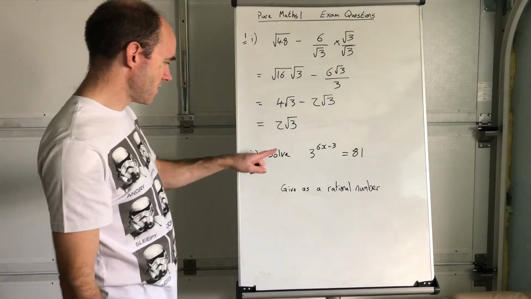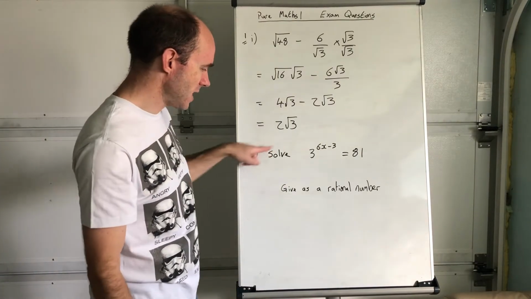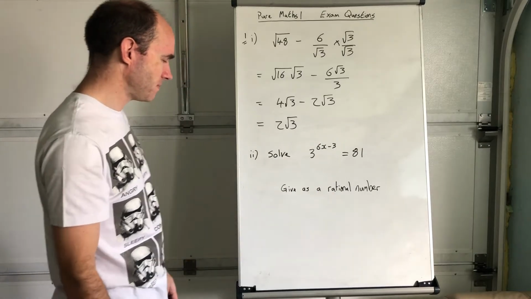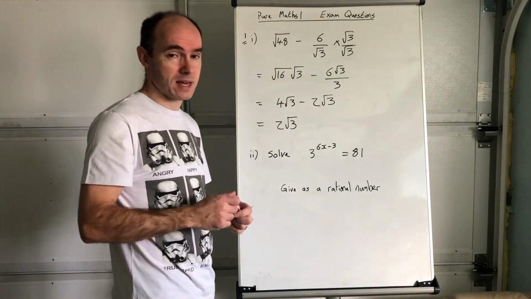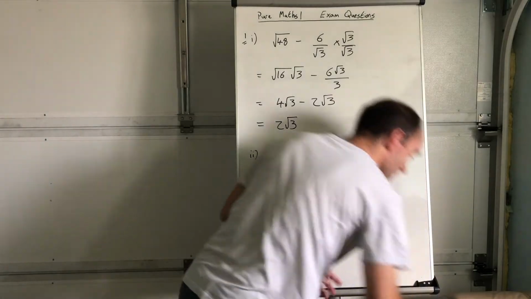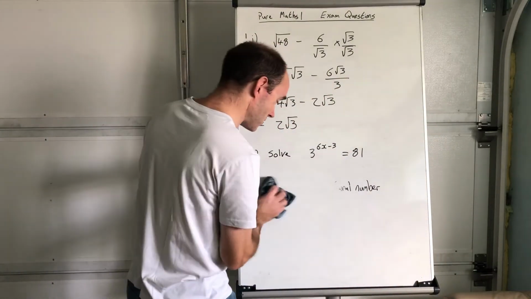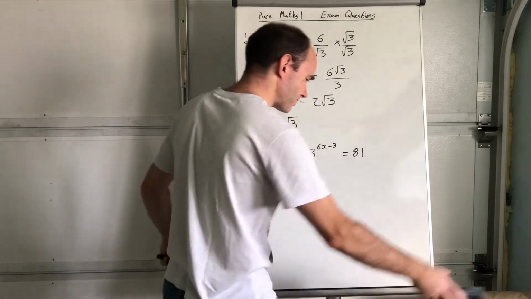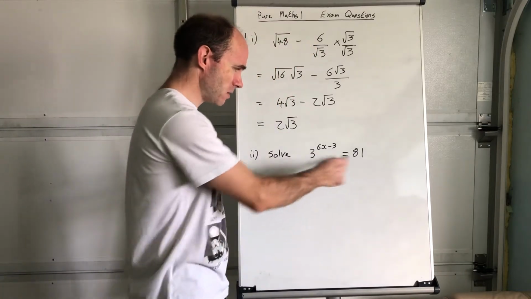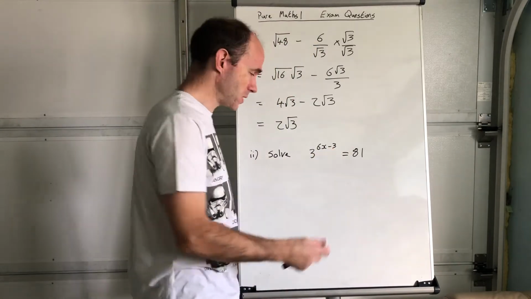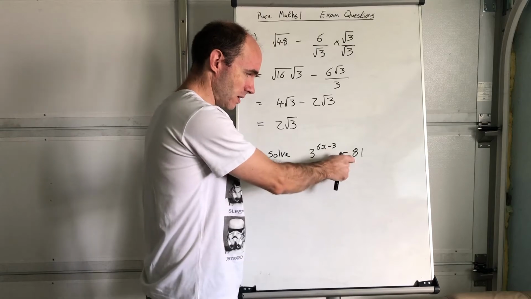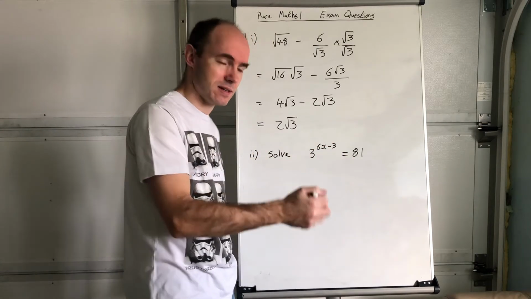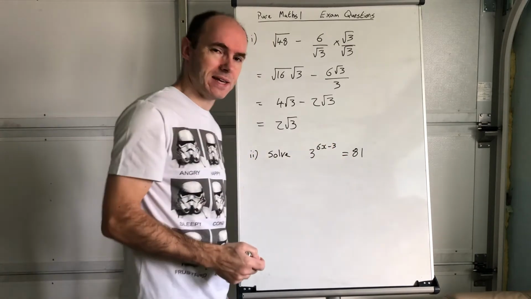Then it's part 2. Solve this equation here. Give as a rational number. What that means is, again, don't write it in decimal form. Leave your answer as a fraction. That's what it's trying to tell you there. With these, you've got to be able to spot what the link is between the 3 and the 81 in terms of indices, because it's a question about indices, isn't it?